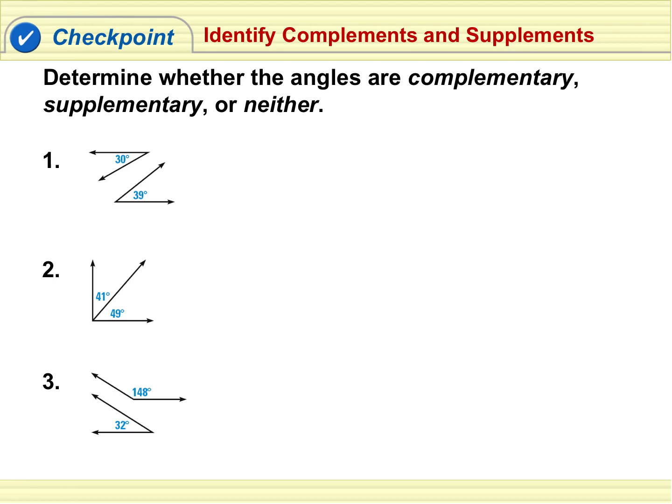On number 1, how do we find out if it's complementary, supplementary, or neither? Add them together. When you add these two together, what do you get? 69. Is that complementary, supplementary, or neither? Neither. Why? Because it's not 90 or 180. Good.